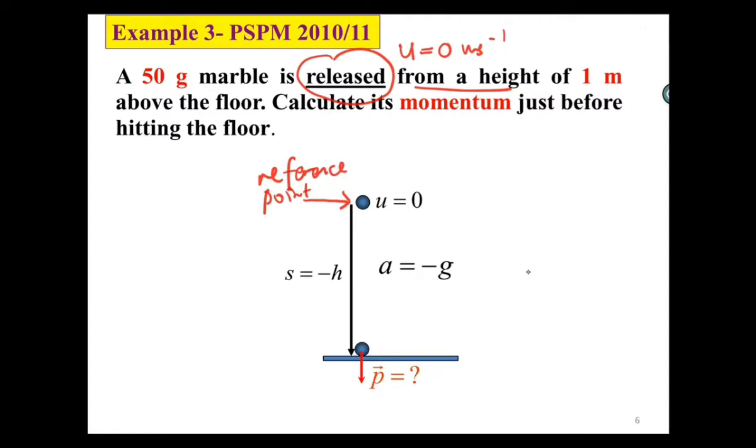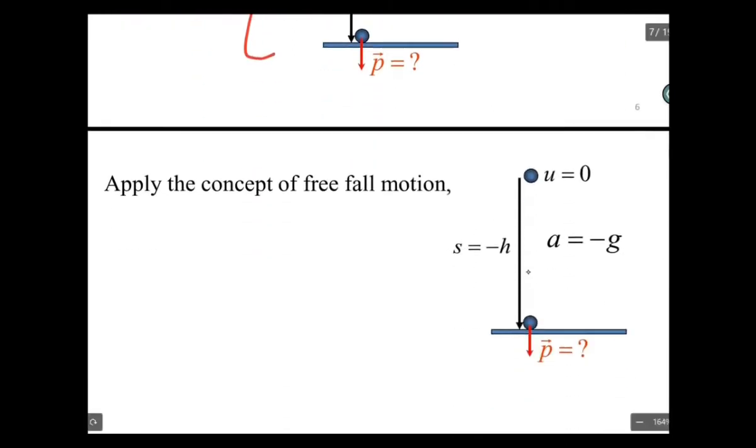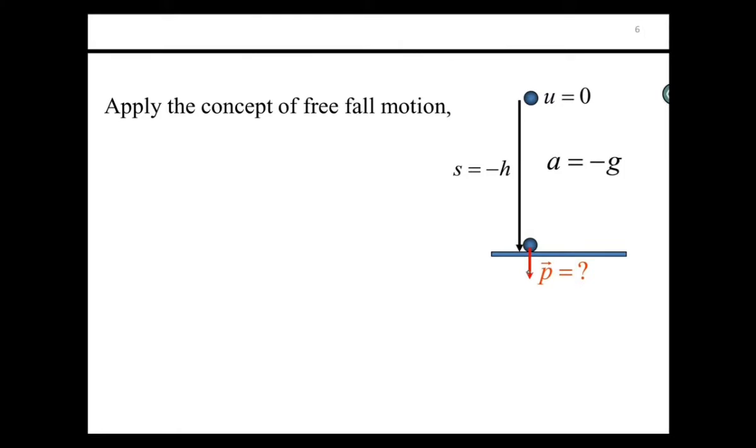Below reference point, so displacement S akan jadi negative below reference. Okay, the solution pada konsep free fall motion. So free fall motion ni awak dah belajar masa chapter 2. So, disuruh apply the concept of free fall motion.